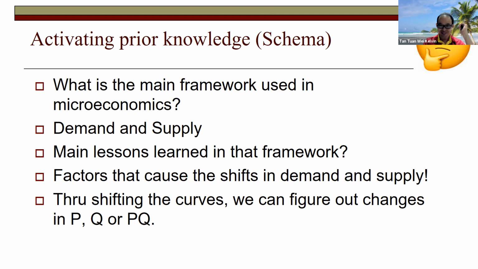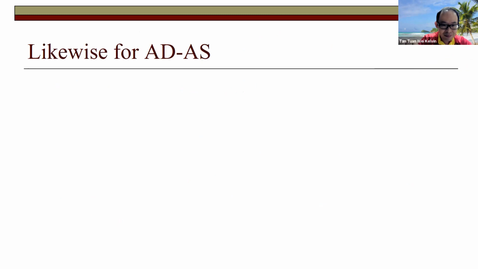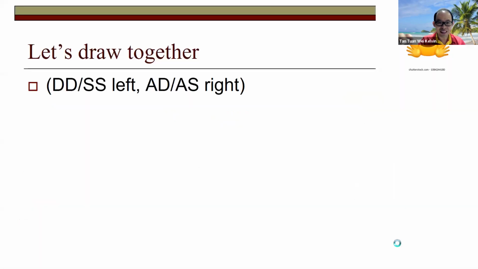times Q? So at this point of time, let's see whether I can draw this here. Oops. Okay, let me try to draw this. Let us draw together the demand and supply. If you can, I would like you all to take out a piece of paper and see how the demand and supply graph looks quite similar to the aggregate demand and aggregate supply graph that we'll be teaching you in this lecture. Let's draw on the left.